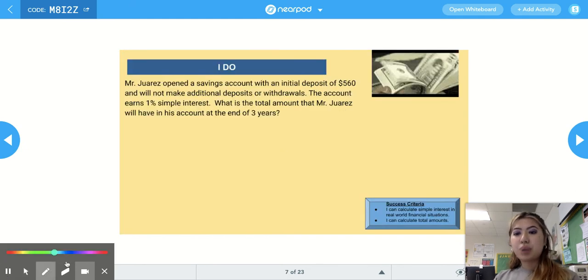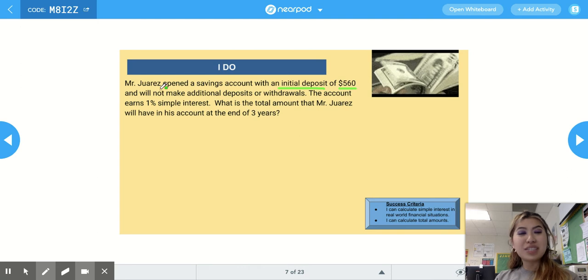This first I do problem reads, Mr. Juarez opens a savings account with an initial deposit of $560, and will not make additional deposits or withdrawals. The account earns 1% simple interest. What is the total amount that Mr. Juarez will have earned in his account at the end of 3 years?